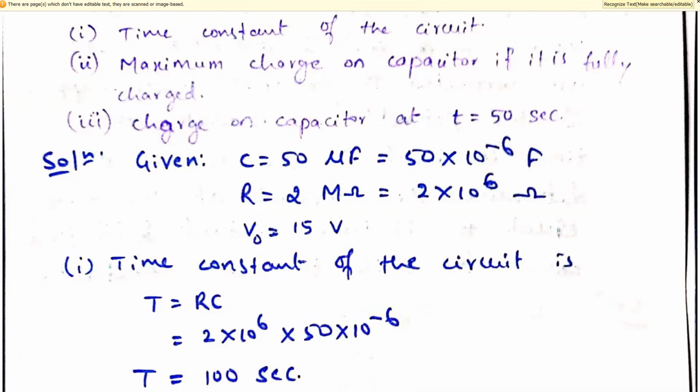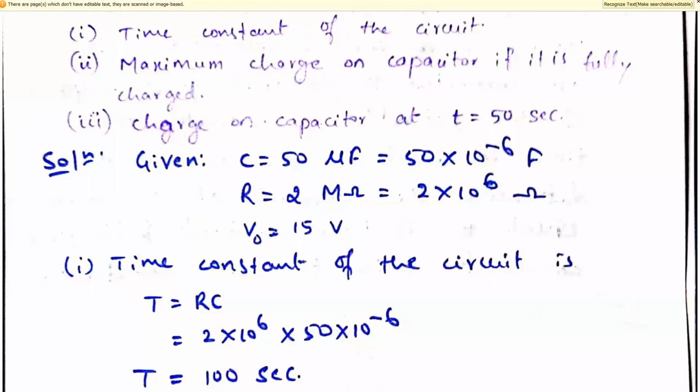Anyone? V into C. Right. So Q naught is equal to V naught into C. Okay, V into C, that is right. We will take V as V naught. Maximum charge Q naught is equal to V naught into C. What is V naught? V naught is the battery voltage. That is the maximum voltage.